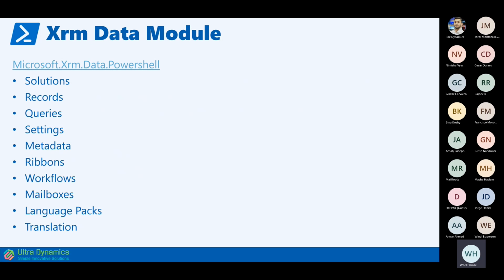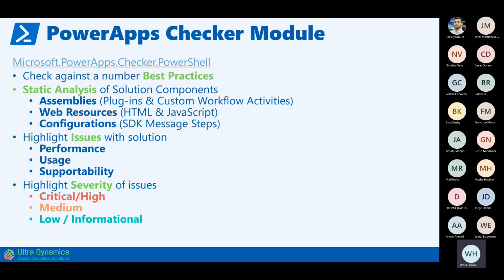Data module is one of the community modules as well. Gives you some functionality to talk to Dataverse and manage some of the things in Dataverse like mailboxes, etc. Again, have a look at it in case you want to automate something and you can't find it in any of the other modules. Power Apps Checker is another PowerShell module, so you can use these modules to run checks on your solutions.